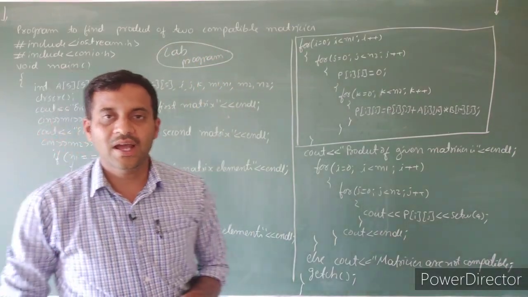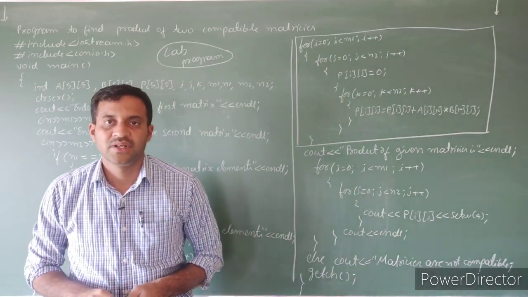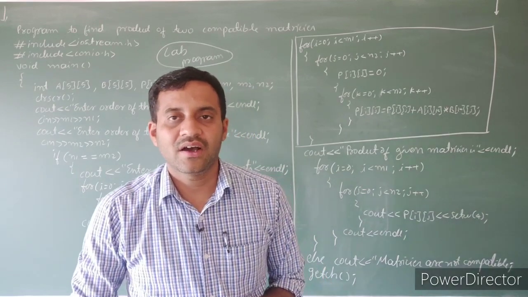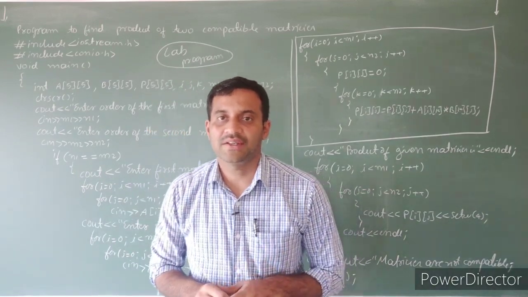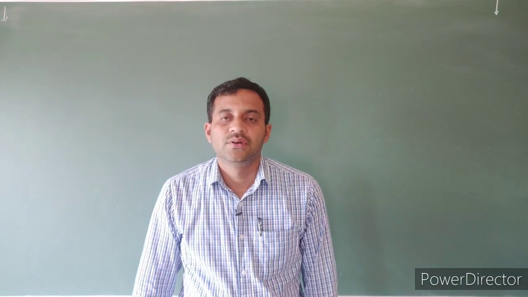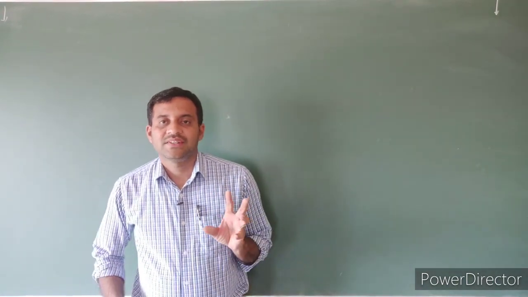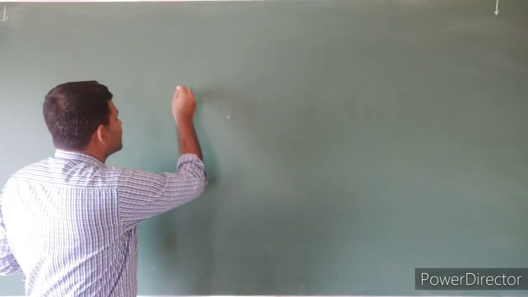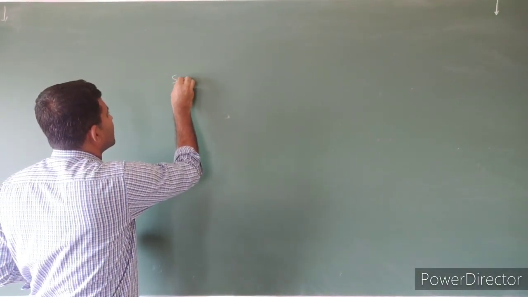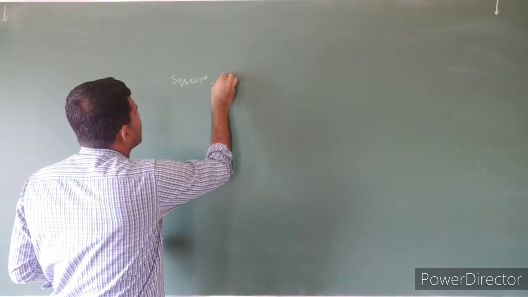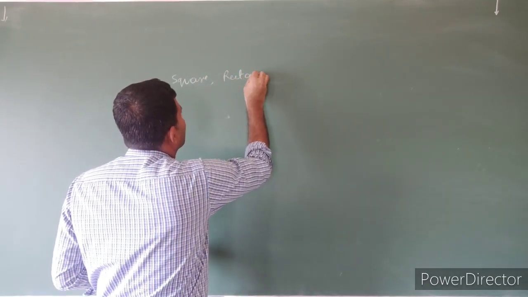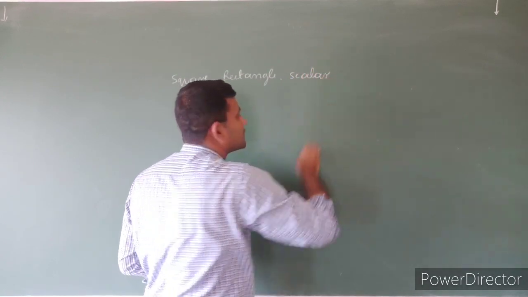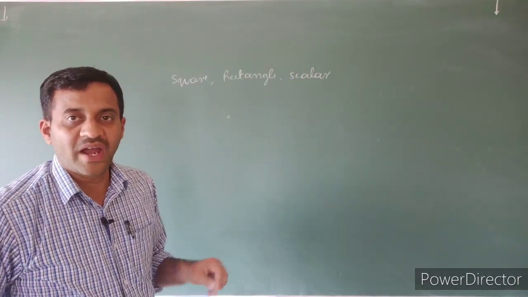Mark it as it is a lab program. Let's discuss whether the given matrix is square, rectangle or a scalar matrix. To verify whether the given matrix is rectangle or square and then scalar, see here: square, rectangle and scalar. We have to verify all these things for the given matrix.